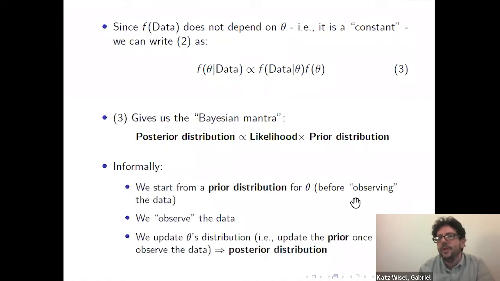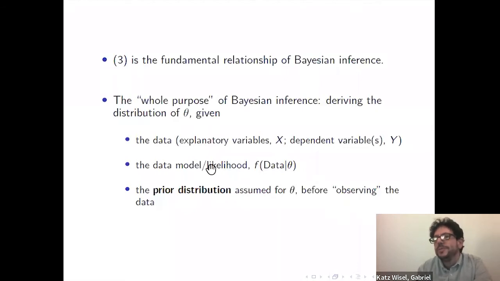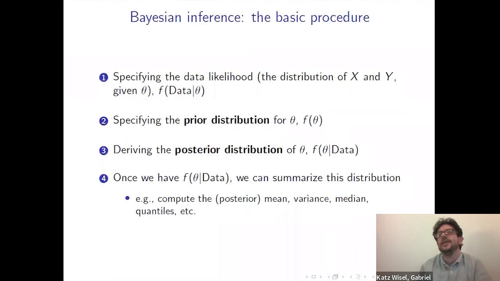Okay? So in some sense, and very informally, when we do Bayesian analysis, we start from a prior distribution, what we believe about the behavior of a parameter before observing the data. We then observe the data, and we update our prior beliefs about that parameter once we see the data, and arrive at the posterior distribution of the parameter. Okay? And the whole purpose of Bayesian inference is exactly deriving the posterior distribution of theta, starting from the prior distribution and, again, very informally, my beliefs about the parameter, for instance, and the likelihood or the distribution of the data, right?